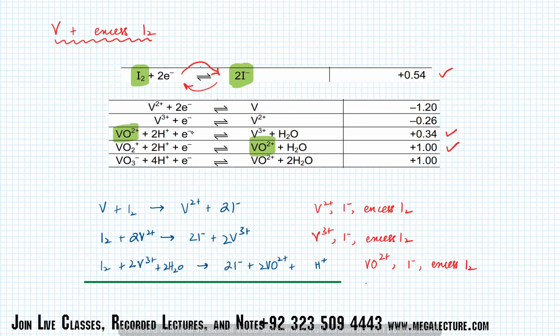वो मैंने add करते हुए ना, add करते हुए I didn't when I added the reduction and oxidation, I forgot to multiply this by 2. So who's going to get cancelled out? The V3 plus are going to get cancelled out. What else? Yeah, I guess nothing after that.